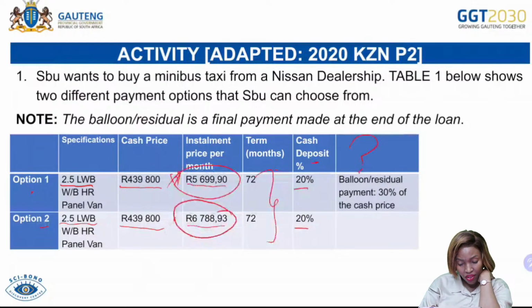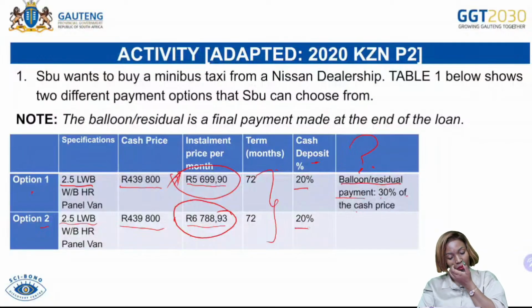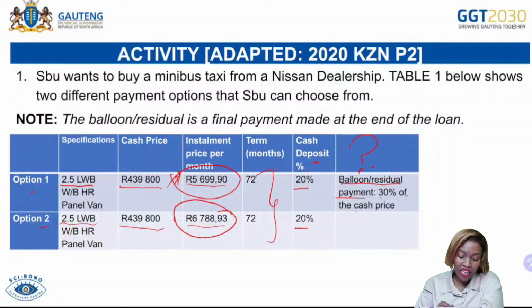This is the reason that option 1 has a balloon, or rather a residual payment, which is 30% of the cash price. What does that mean? It means with option 1, yes, you are paying a smaller amount every month, 5,699 for 72 months. But in month 73, you must pay 30% of the cash price.